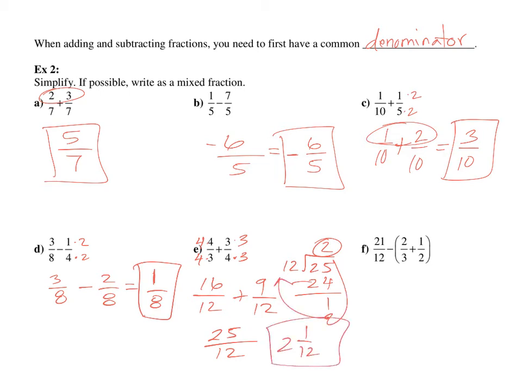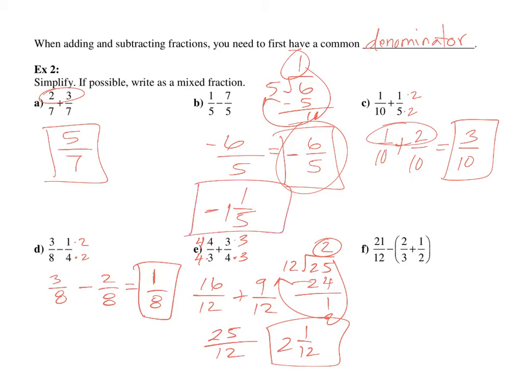I just realized that in part B, we could write this as a mixed fraction. So 5 goes into 6 one time. Difference is 1. So it's going to be negative 1 and 1/5. These are both the same answer though. Just pay attention to what the directions are. And let's see, next one.